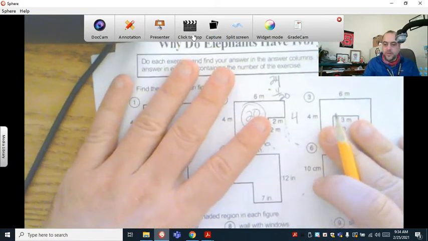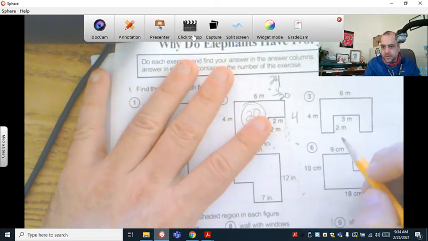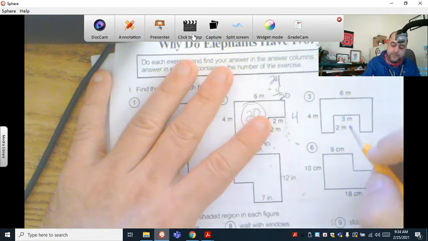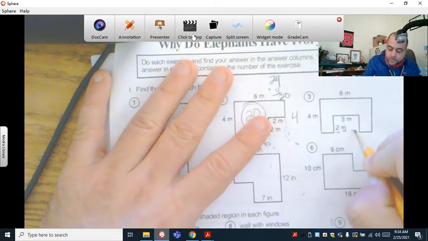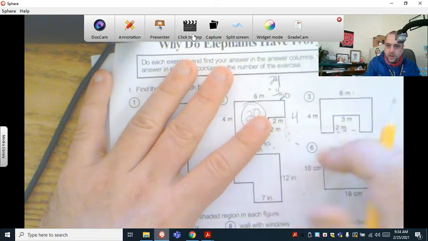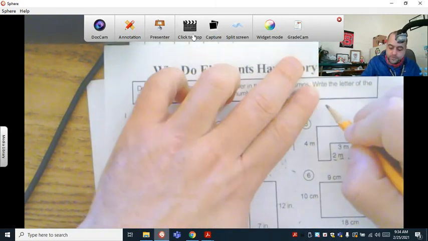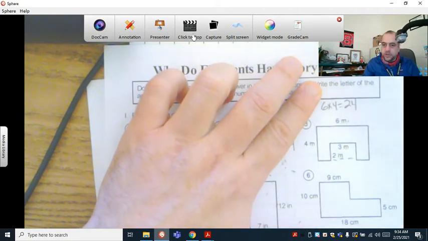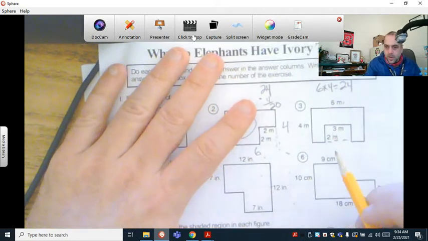Let's check this one out. Imagine this was a big birthday cake, right? Someone ate this part, so we have to figure out how much this piece missing is. How much was the piece they ate, okay? So how much was the cake before this was gone? This was a whole rectangle, right? 6 times 4 is 24. How big was this piece, though?